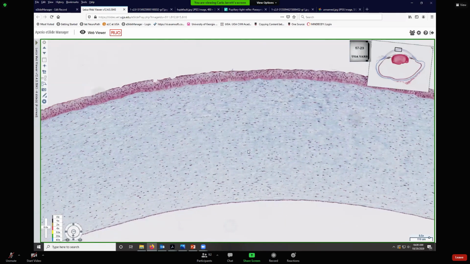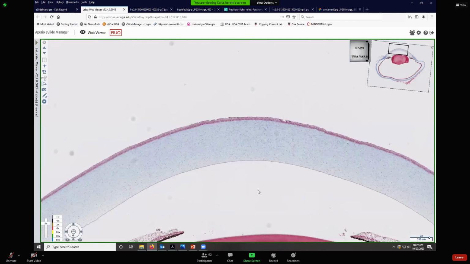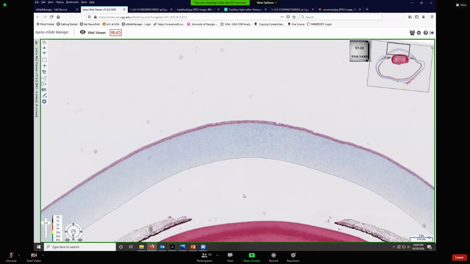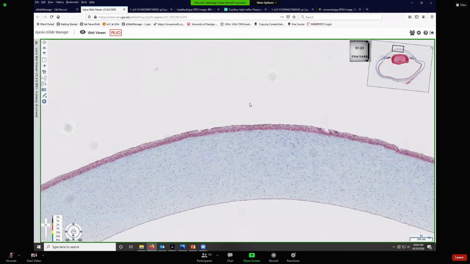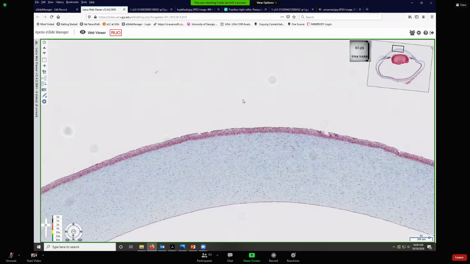Now remember our directional terms, so we'll be anterior here and posterior here. Anterior is going to be towards the anterior surface of the eye, what you would touch if you could touch your cornea.